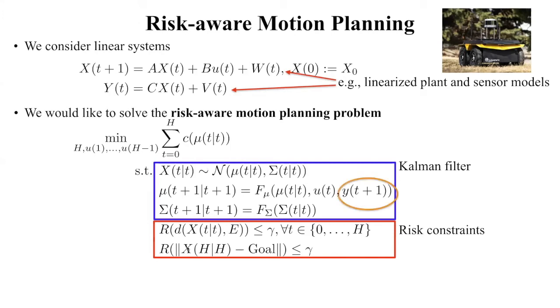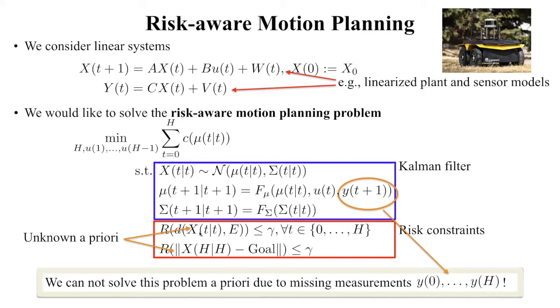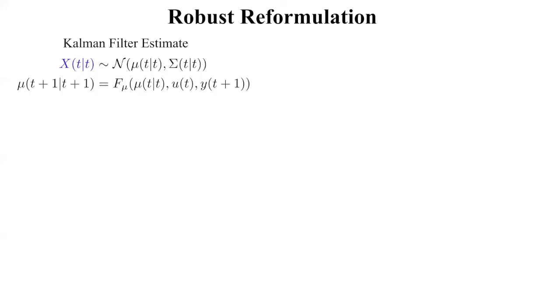Particularly, I want to highlight here that the Kalman filter equations depend on future state measurements that are not known a priori. And by a priori, I mean that at time 0, when we want to plan a risk-aware path, no future measurements are available. This makes the Kalman estimate X unknown, such that the risk constraints over here cannot be evaluated at time 0. For these reasons, we cannot solve this problem at time 0 due to missing measurements. We therefore propose a tractable approximation of this problem by proposing a robust reformulation.